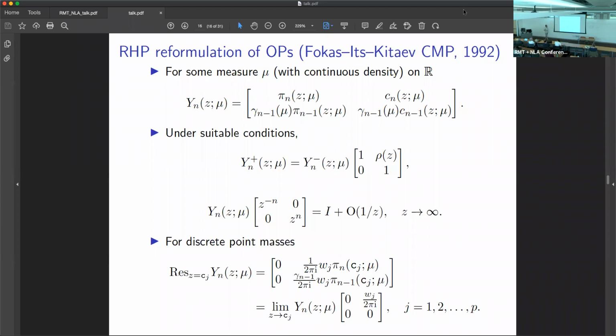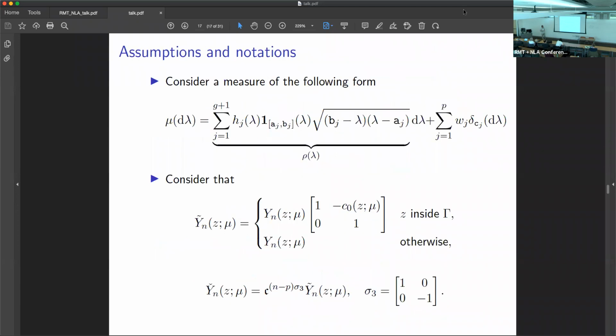If you have a measure with a continuous density function, the first three conditions constitute a Riemann-Hilbert problem. But now we need more for our case, because in the end we will have many discrete measures. Therefore we can modify this a little bit by adding these conditions. If you do have some discrete mass points, the first four equations will constitute the new RHP. Now I will give some assumptions, though I believe our results can go beyond them; this is only for technical convenience.